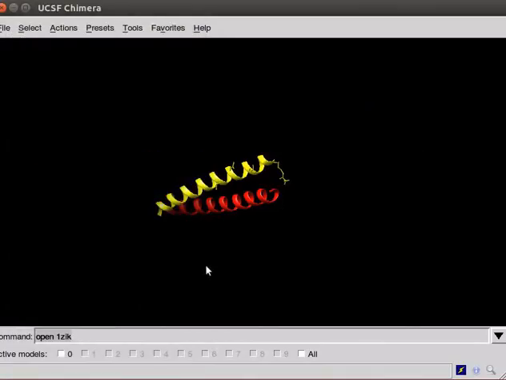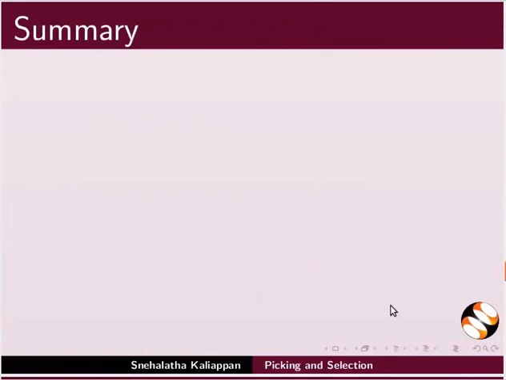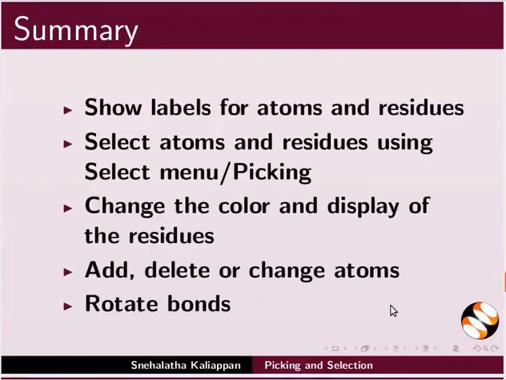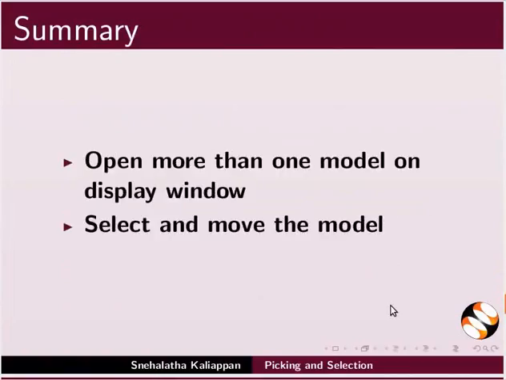We have reached the end of this tutorial. Let's summarize what we have learnt. In this tutorial, we have learnt to show labels for atoms and residues, select atoms and residues using Select menu or by picking, change the color and display of the residues, add, delete or change atoms, rotate bonds, open more than one model on the display window, select and move the model.